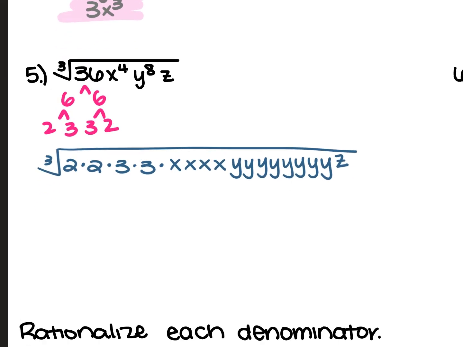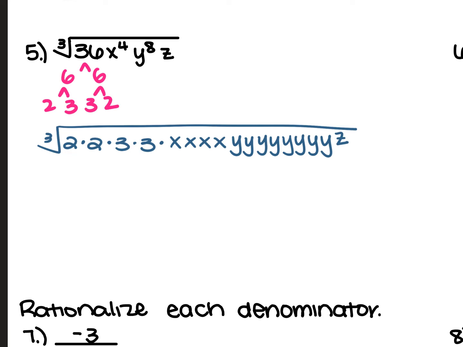Now from here, since your index is 3, you want to group up 3 of the same term or 3 of the same numbers. You do not have 3 2s, so you cannot group those up. You do not have 3 3s, so you cannot group those up. You have 3 x's, so we'll group 3 of those up, pull 1 out. You have 3 y's, so again, group those up, pull 1 out. You have another set of 3 y's. So group those up, pull 1 out. You don't have anything else that matches up.